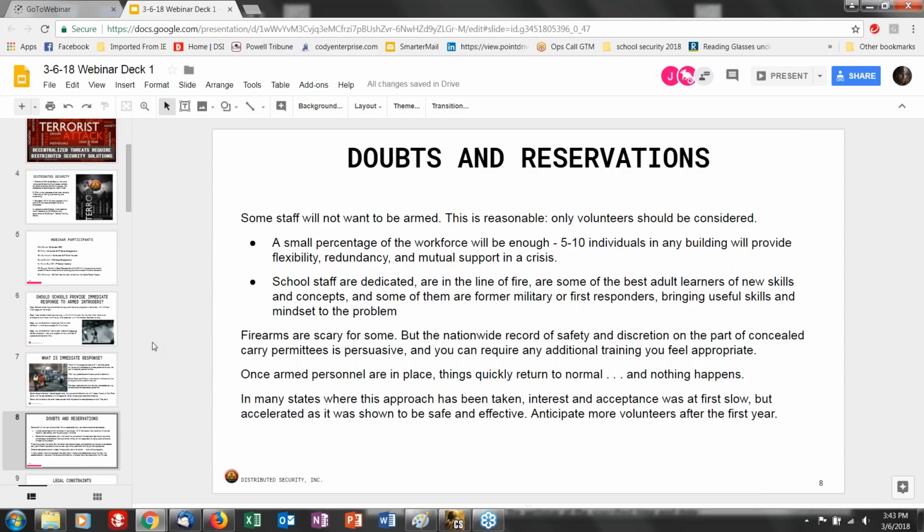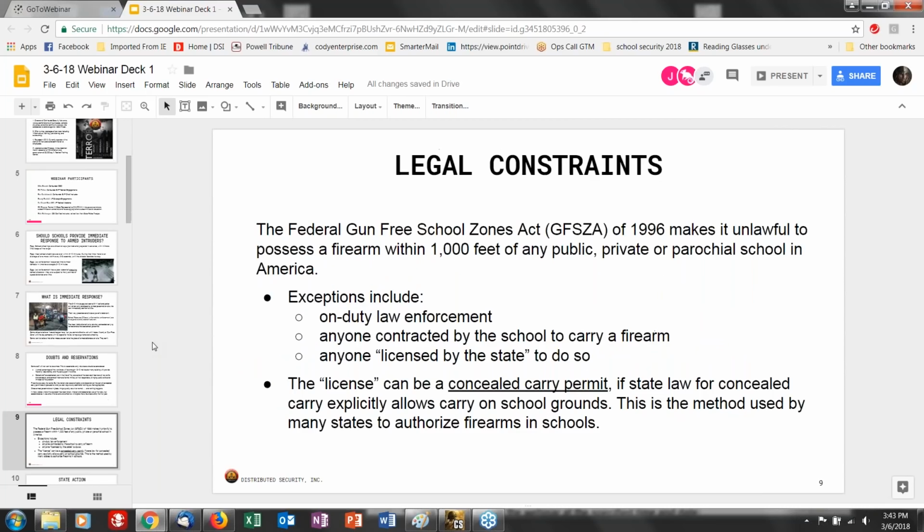But we have to start here with the legal constraints, and this is the primary legal constraint on putting any armed personnel into your school, and that is the Federal Gun-Free School Zone Act of 1996, which unequivocally makes it unlawful to possess a firearm within 1,000 feet of any public, private, or parochial school in America. Now, we can somewhat cynically note that this may be one of the most under-enforced laws in the nation because 1,000 feet is a fairly wide radius, and people driving by on the street with a legally concealed handgun or a hunting rifle in the rack are technically in violation of this law. But nonetheless, firearms in school are prohibited by federal law.